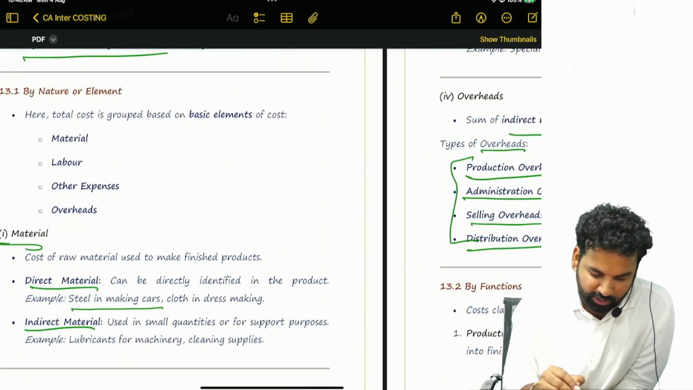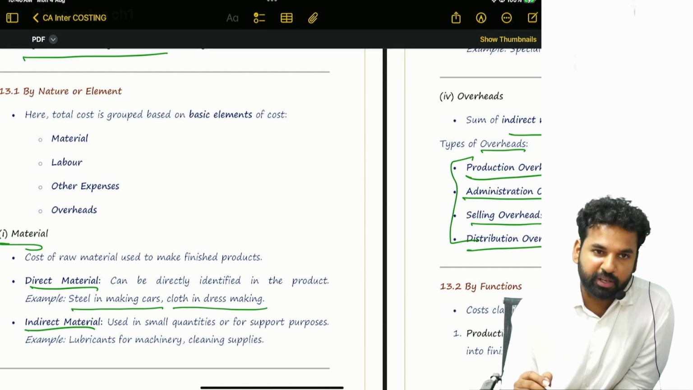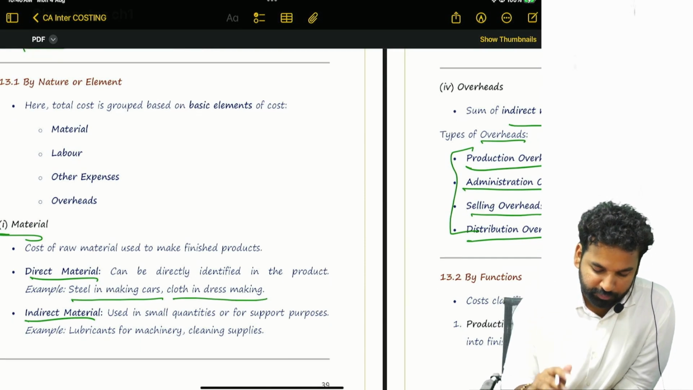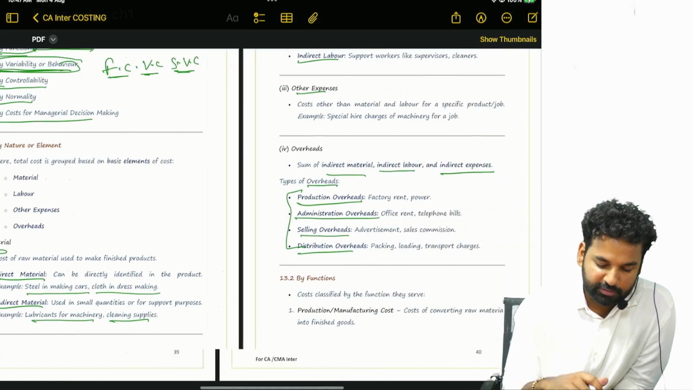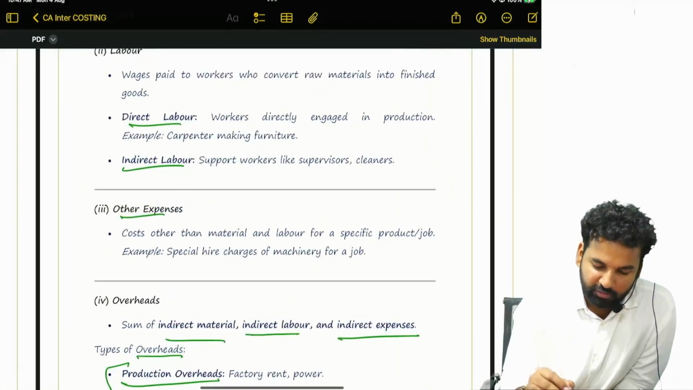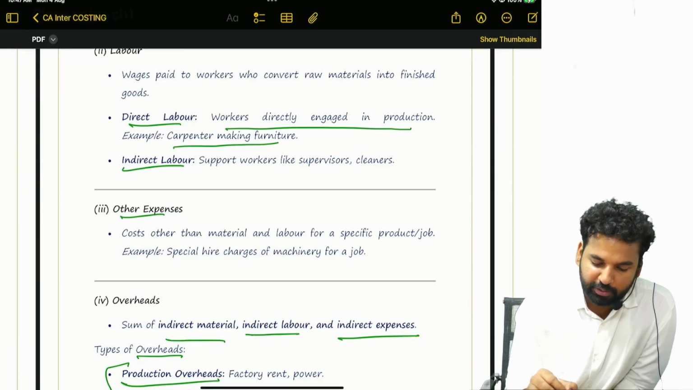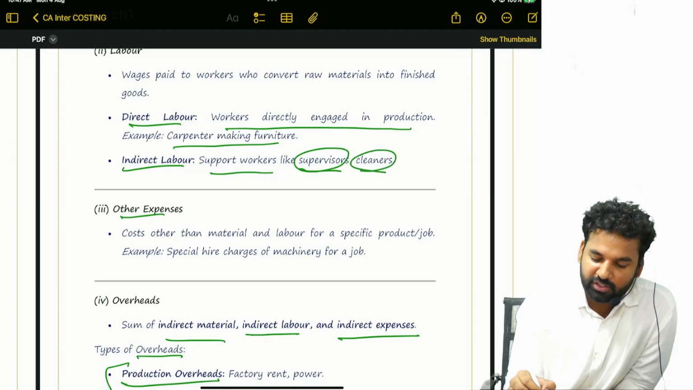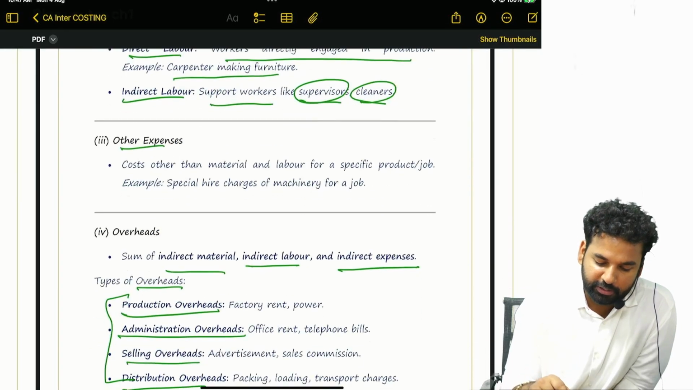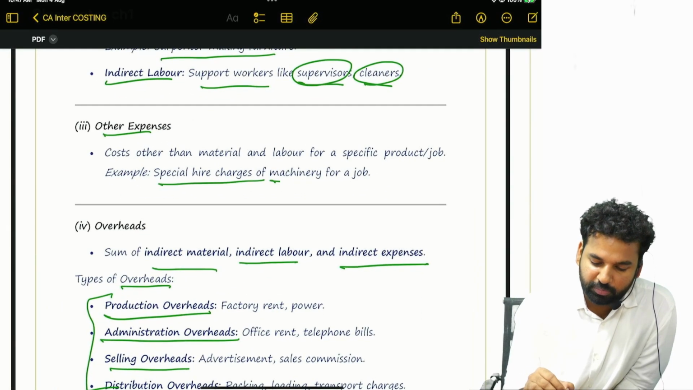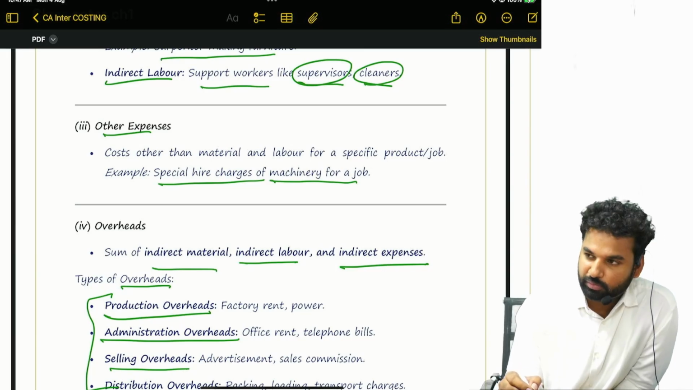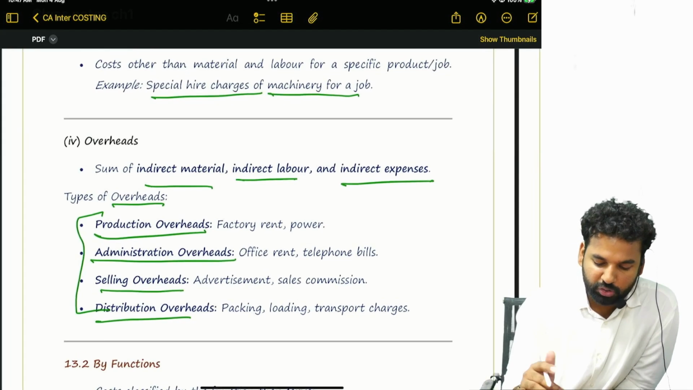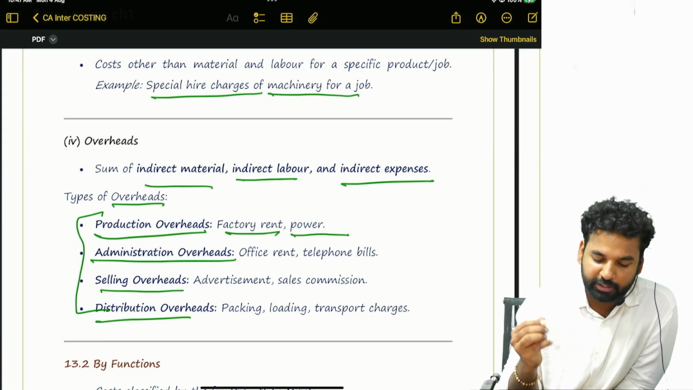Examples: steel in making cars, cloth in dressmaking are direct material. Lubricants for machinery, cleaning supplies are indirect materials. Workers directly engaged in production, like a carpenter making furniture, are direct labor. Supporting workers like supervisors, cleaners, or security guards are indirect labor. Special hire charges for machinery for a job will be a direct expense. Production overheads mean factory rent, factory electricity.